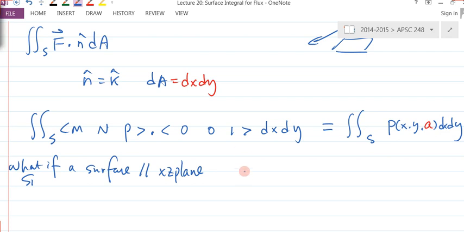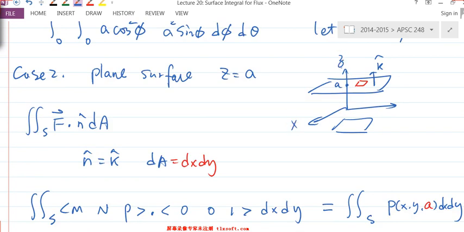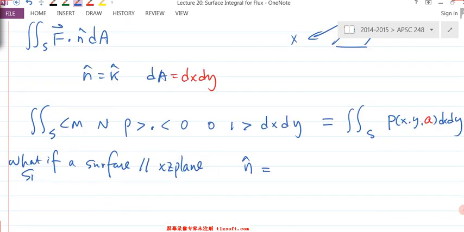So in this particular case, you can imagine, if that's the case, what would the n hat be? If it's a surface parallel to xz, this is x, this is z. J hat. That's right. And what about the dA? dx dz. Okay.